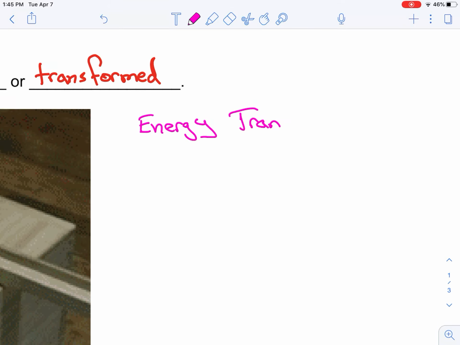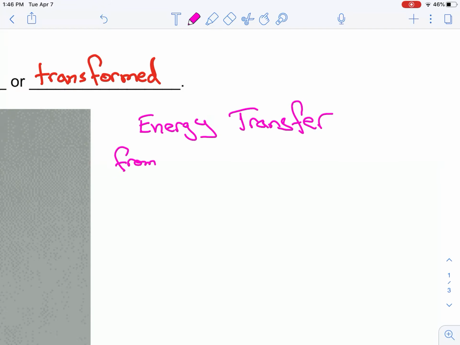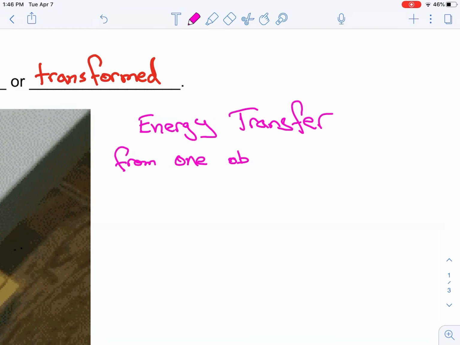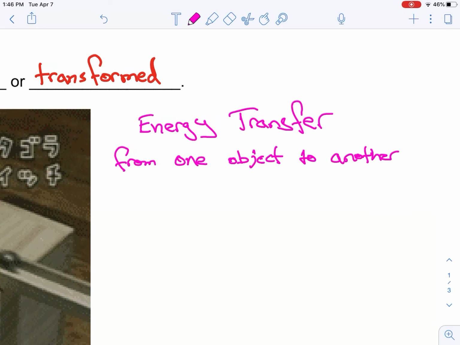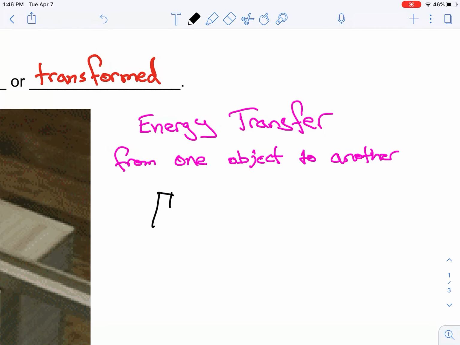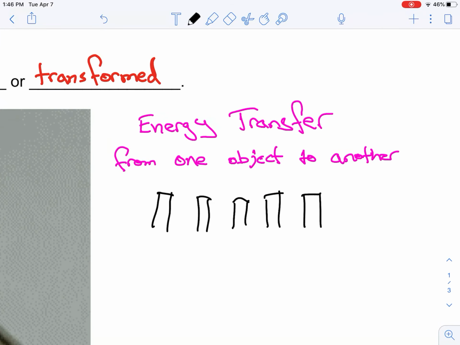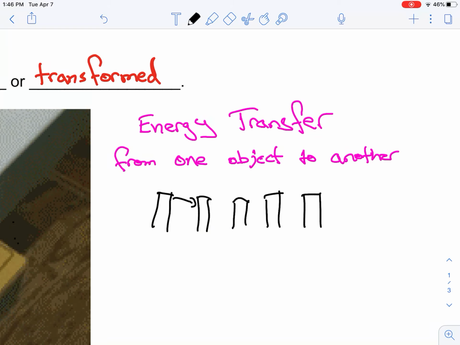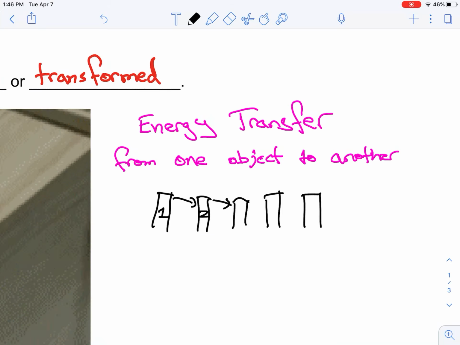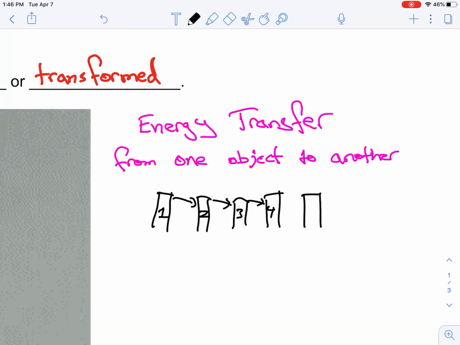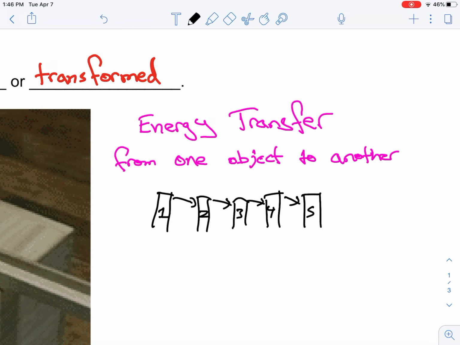Energy transfer. Energy transfer is when energy goes from one object to another. For example, if I had a domino next to another domino, next to another domino, these are perfectly drawn dominoes. I love my art. And this domino falls over, it's going to transfer energy from domino 1 to domino 2. And then that one falls over and it transfers energy, and then it hits that one and energy is transferred, and then these dominoes start knocking each other over.